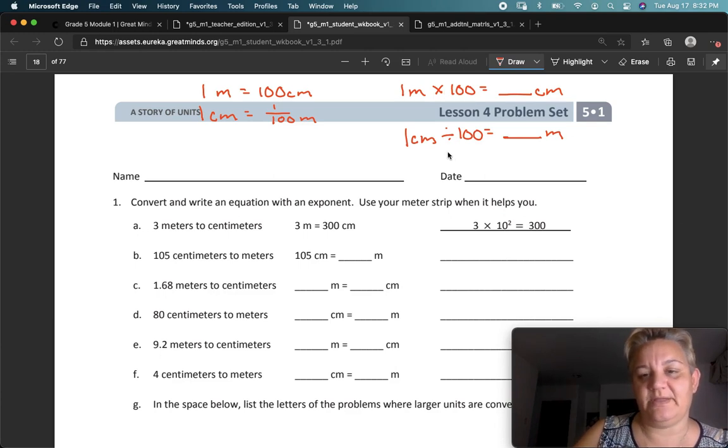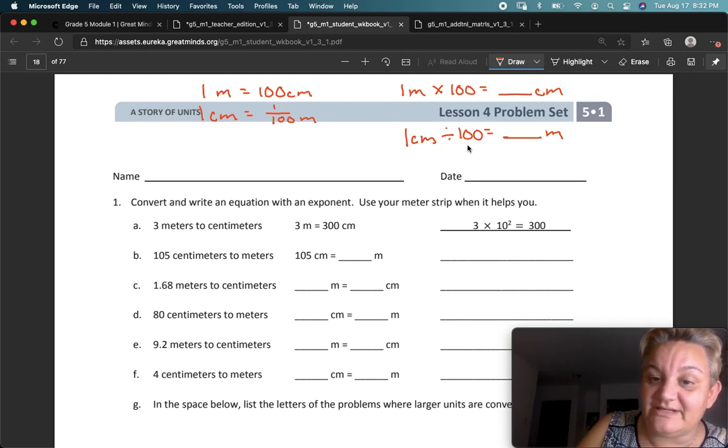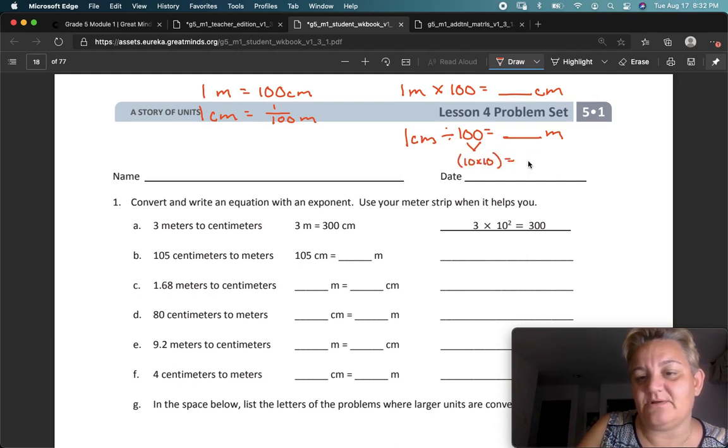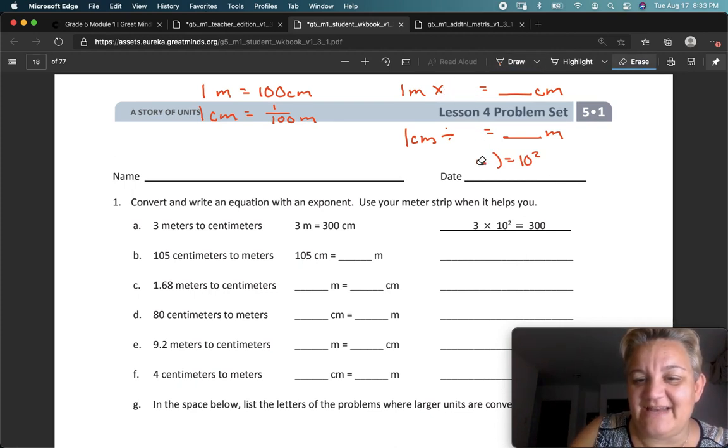All right, so here we go. If I don't want to write 100, what can I write? 100 is just 10 times 10, right? So we can also call that 10 squared, or 10 to the power of 2. So I'm actually going to erase this and erase this, and instead of putting divide by 100, I'm going to put divide by 10 squared and multiply by 10 squared.